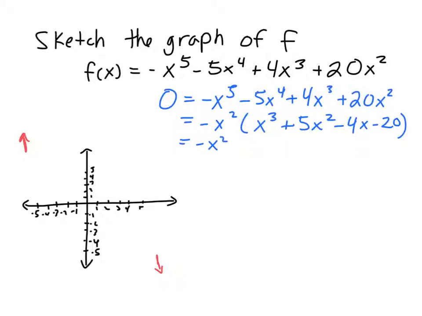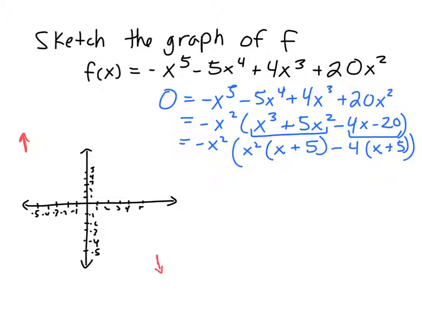Now let's see if I can factor this. I'm looking for common terms, so I'm going to look at this side and that side separately. I'm going to pull out an x squared from the front half, and I'll have x plus 5. And on the second half, I'm going to pull out a negative 4, so I'll have x plus 5 there as well. Now I have x plus 5 in both, so let's pull that out. I'll have x squared minus 4 times x plus 5. If I multiply x plus 5 by x squared and by minus 4, I get what you see up here.